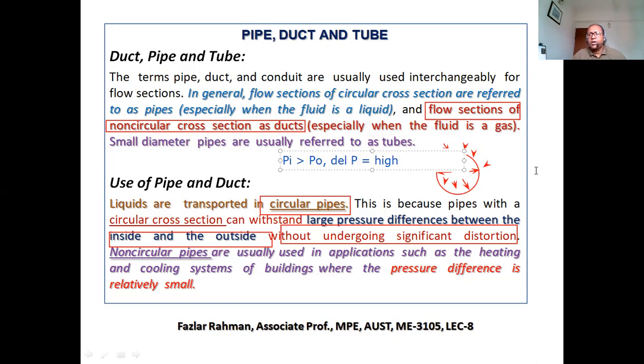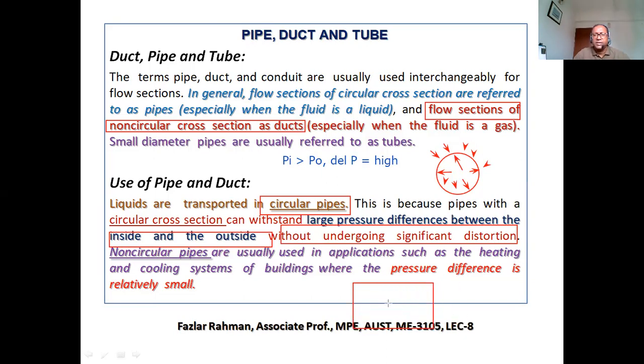So when will you use a circular pipe versus a non-circular pipe or rectangular duct? Or I might say, why are you not using a rectangular pipe to carry the gas from Comilla to Dhaka? Number one, there will be more frictional loss. In the circular pipe, the major loss, that means frictional loss, is low, but in the non-circular one it is high.